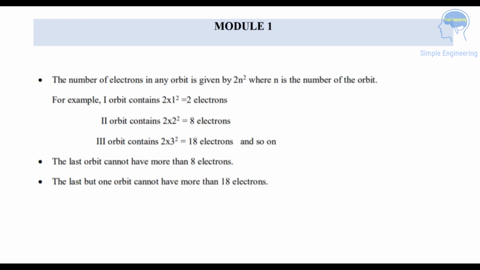So the number of electrons in any orbit is given by 2n squared, where n is the number of the orbit. For example, the first orbit has n equal to 1, so 2 into 1 squared gives 2 electrons. The second orbit has n equal to 2, so 2 into 2 squared gives 8 electrons. The third orbit has 2 into 3 squared, so the total electrons will be 18. The last orbit cannot have more than 8 electrons, and the last but one orbit cannot have more than 18 electrons.